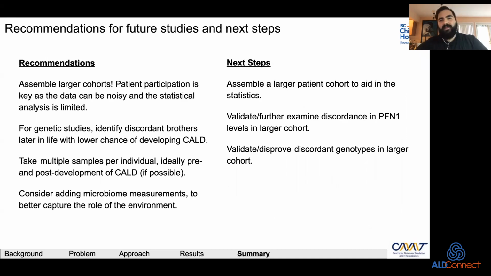So what are some recommendations for future studies and some next steps? Well, first and foremost, we need to assemble larger cohorts. Patient participation is key as the data can be noisy, and the statistical analysis is limited when you have few data points. For genetic studies, we need to identify discordant brothers who are later in life and therefore have a lower chance of both brothers developing CALD. If we can take multiple samples per individual, this will also be ideal.